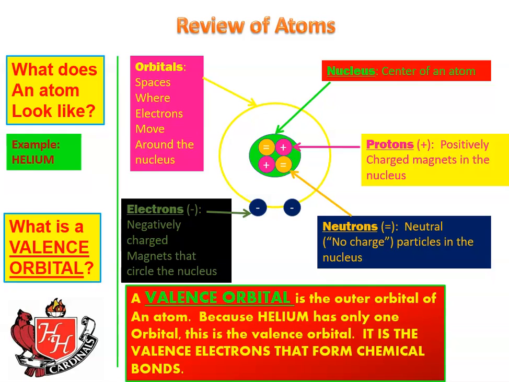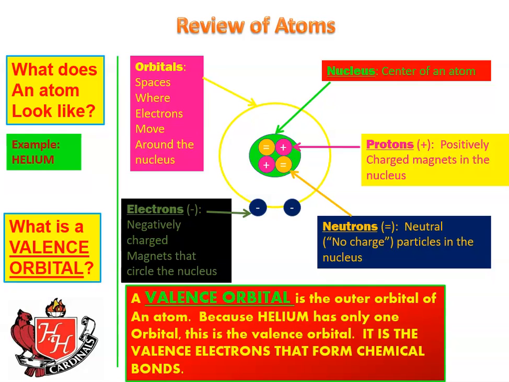Around the outside of the nucleus, you see a circle, and that circle is an orbital. An orbital represents an energy level, and electrons travel in orbitals. So the electrons are the negative charges, and they're flying around the outside of the atom, whereas the protons in the middle are the positive charges that attract the negative charges and keep them from flying away.